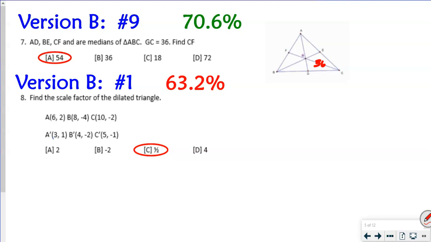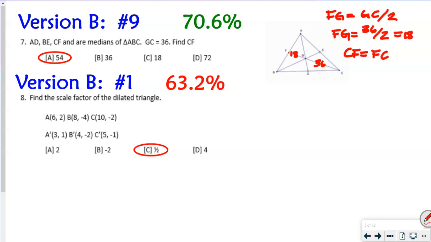So how do we get the small part of the median? We get FG by dividing GC by 2, right? So we're going to do 36 divided by 2. That's going to give us 18 for FG, sorry. So we can put that 18 there. And then what do we know about CF? CF is going to be FG plus GC, right? So we're going to add the 18 to the 36. And that's going to give CF equal to 54.